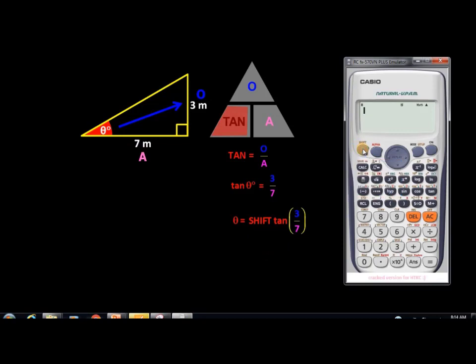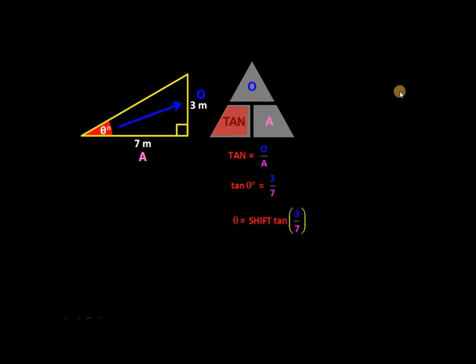Shift tan. This is a fraction, fraction key, 3. Now we've got to come down, 7. Don't close the bracket here, go to the right, now close the bracket, and equals. This is the full answer. We want the answer to the nearest degree, which means 0 decimals. Shift, set up, fix is number 6, 0 decimals, 0. The answer is 23 degrees. So theta is equal to 23 degrees, nearest degree.